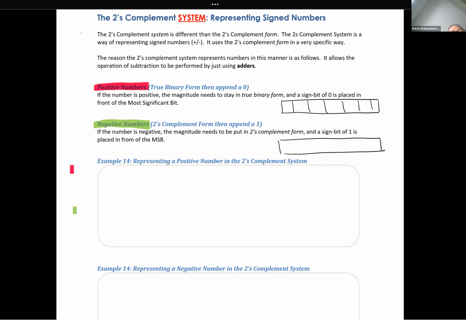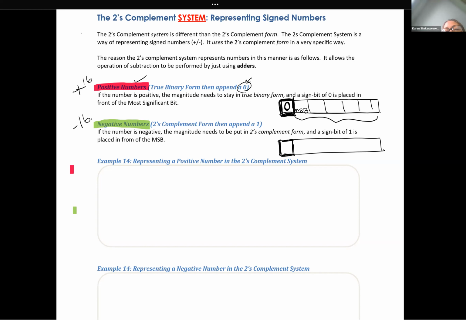And in order to represent a positive number, for example, positive 16, or a negative number, negative 16, to represent a positive number, we are going to append a 0 as a sign bit. And the sign bit is placed in front of the most significant bit. So if these are our bits, then this is my most significant bit, right? And what it means is you want to add another bit here, and that bit is a 0. And the rest of the number is in its regular form.